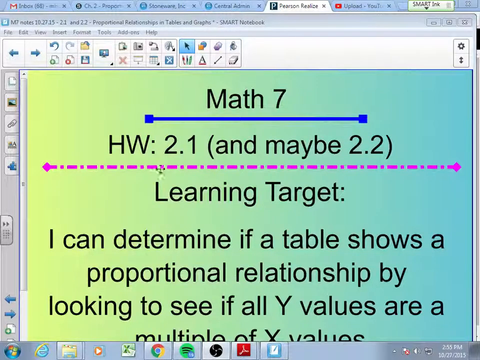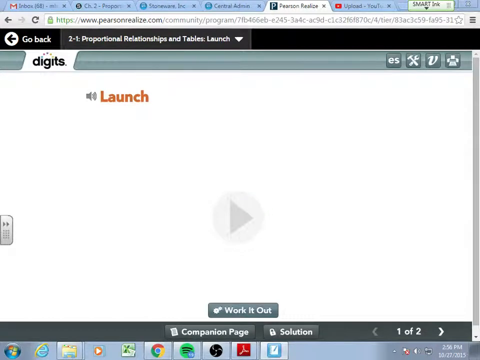Homework 2-1 was part of the homework for yesterday. It wasn't actually assigned, but it was available for you, up on Digit. So you may have already started it, or you may have not.